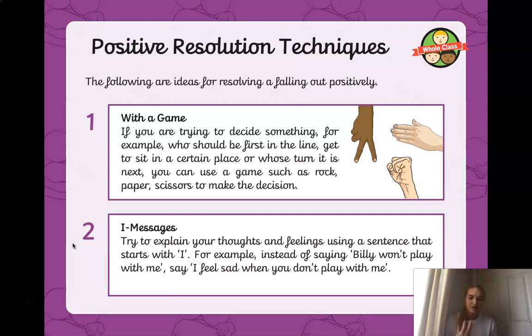Getting your emotions involved is really, really important because then that person really understands how you're feeling. It makes them think twice. Think about our persuasive writing when we have to include that emotive language. It's the same in person. When we include that emotive language by saying our thoughts and feelings, it helps the other person to really understand how we are feeling. So instead of saying, Billy won't play with me, instead, I feel quite sad when you don't play with me. It makes me feel quite hurt.